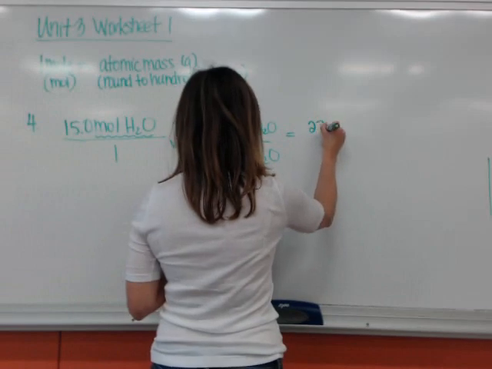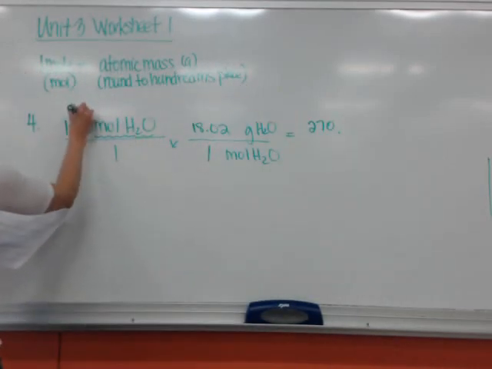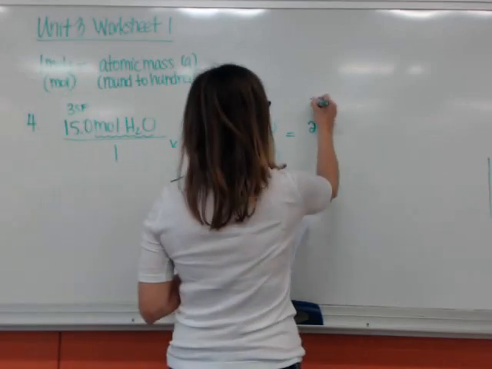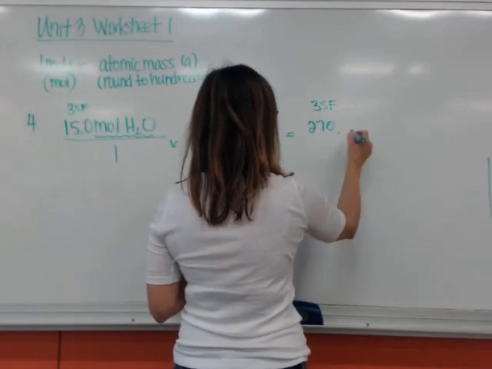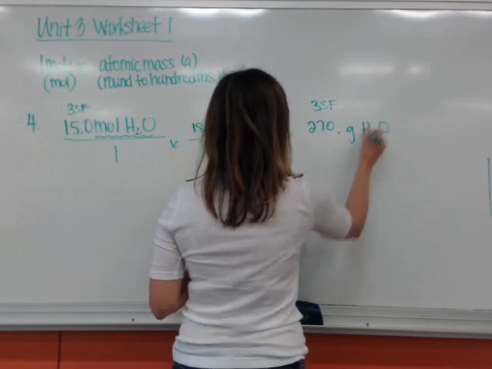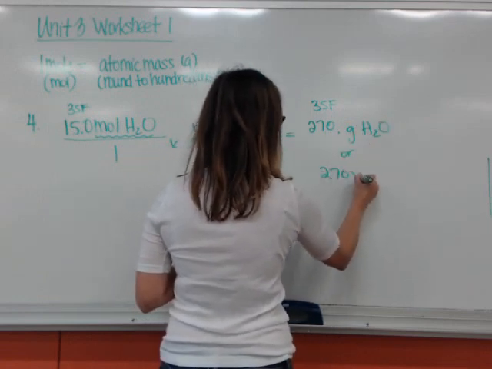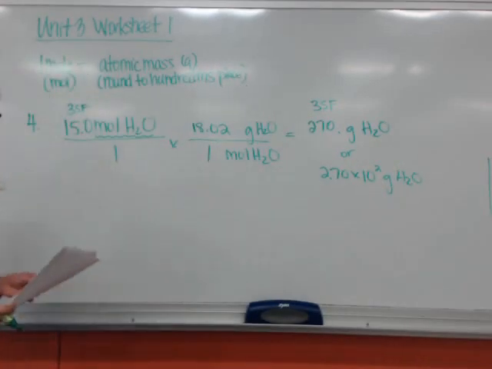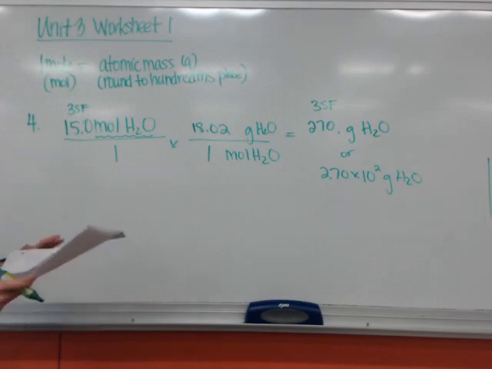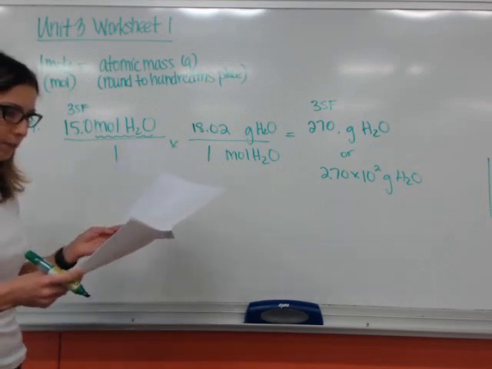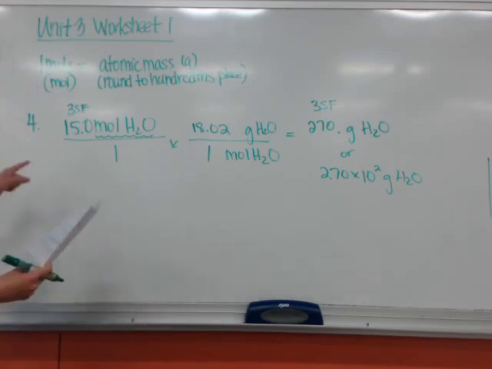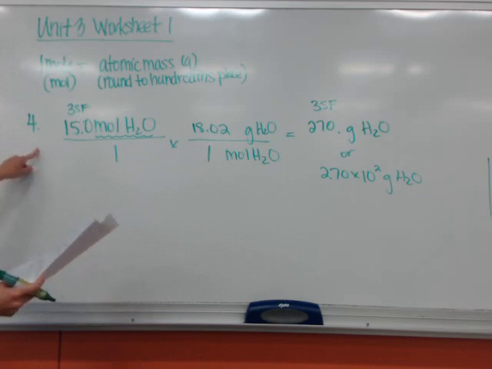I'm going to end up with 3 significant figures because you started with 3 sig figs here. This is 4 sig figs. The number 1 is exact, so it has infinite sig figs. 270. with a decimal point on the end is 3 sig figs. That's 270. grams of water, or 2.70 times 10 to the 2nd grams of water would also be acceptable. Now, number 5, you're going to do, number 5 is just like number 3. Number 6, you will do, number 6 is just like number 4.